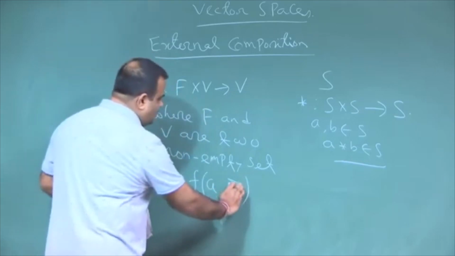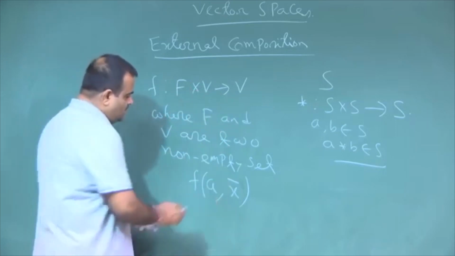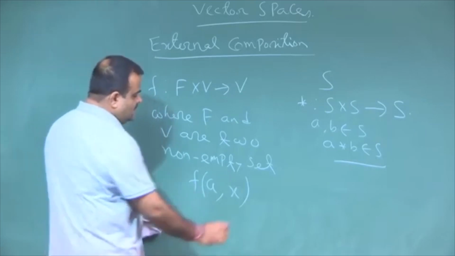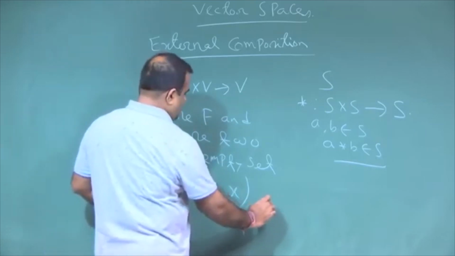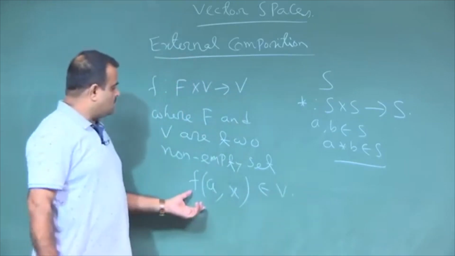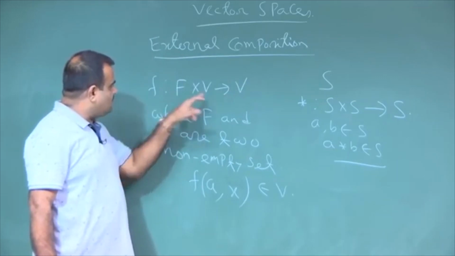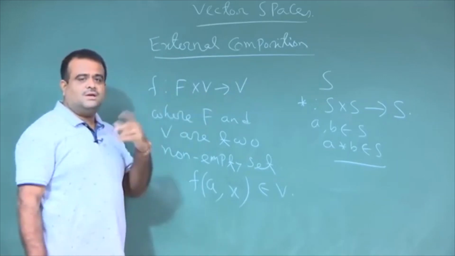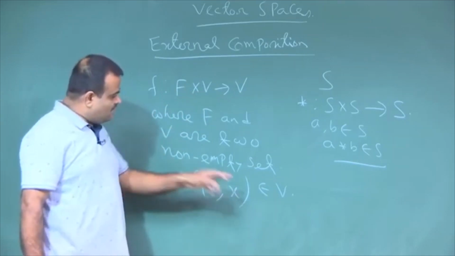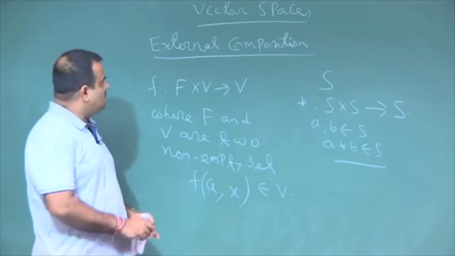Usually this is called a vector, the set of vectors, that is why we use this notation, but if you do not like it, you can just use x, a x, and this will be a member of V. So, basically we take two sets f and v, and if we operate, it will give us an element of v. So, this is called external composition.